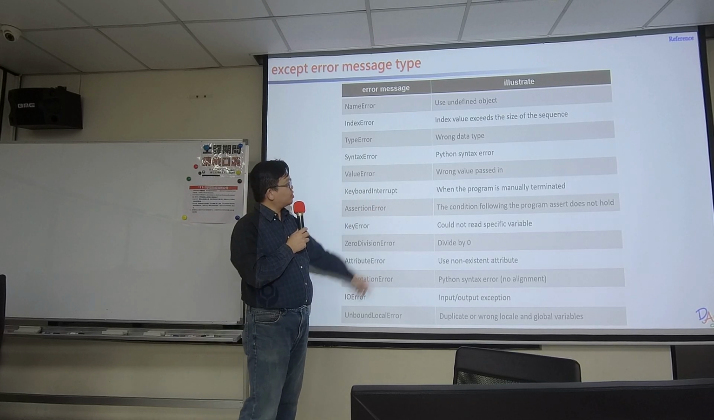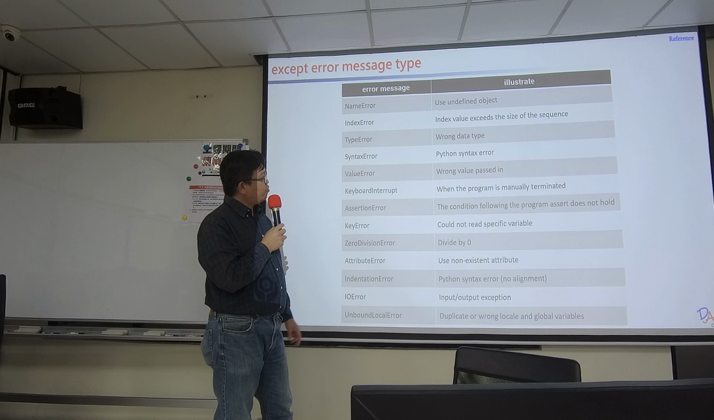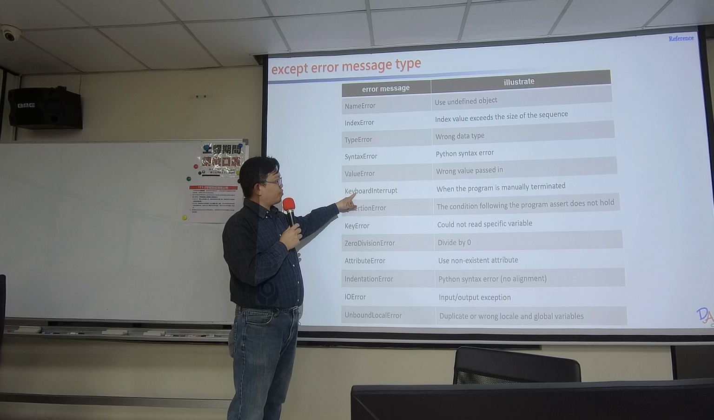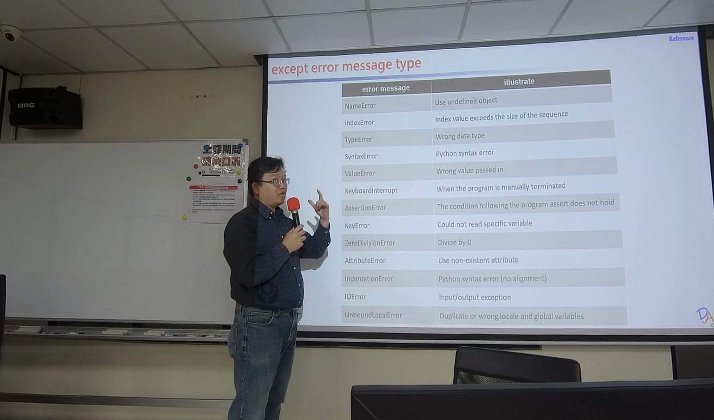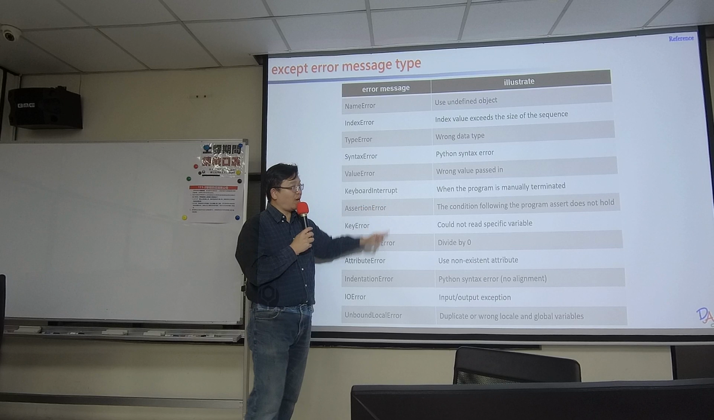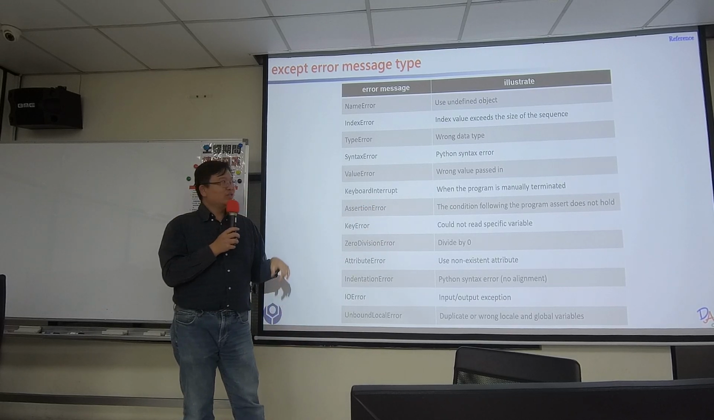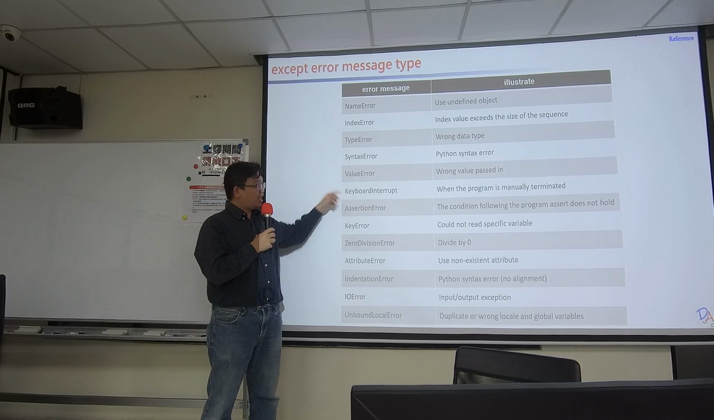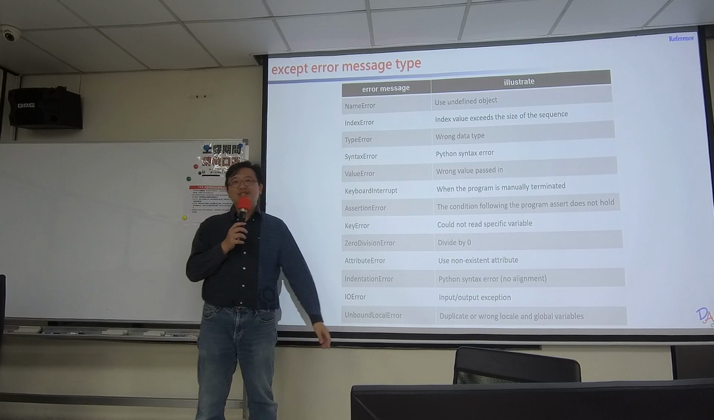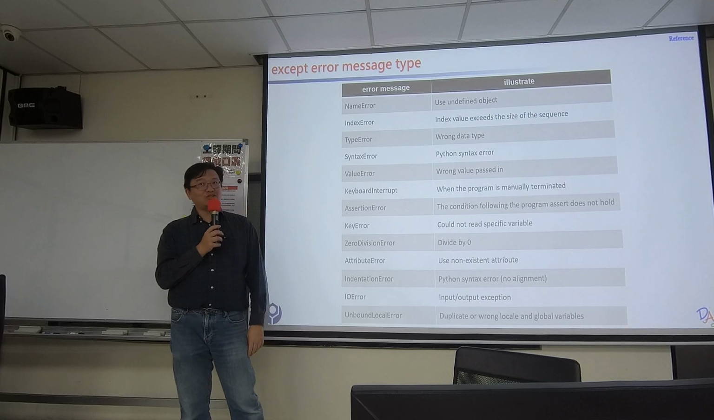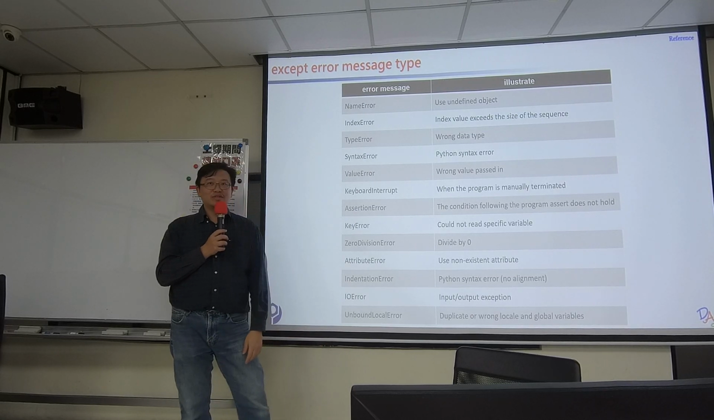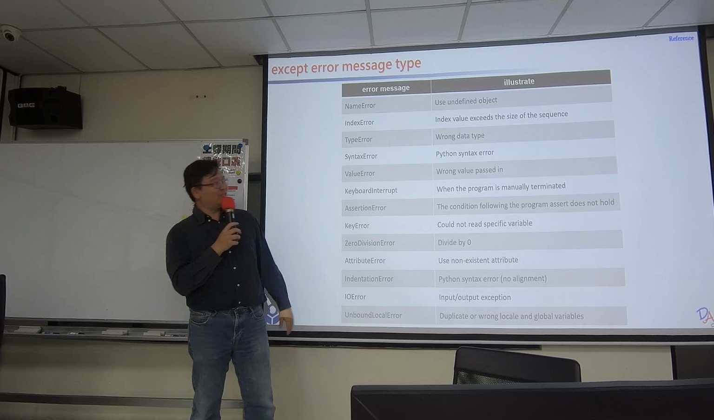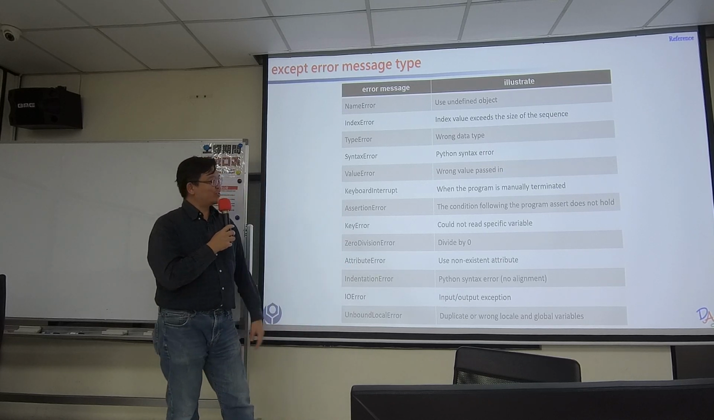Keyboard interrupt. If you manually terminate the program, then it's actually one error type. It's called a keyboard interrupt. Whenever you manually terminate the program, at the last moment, you can run something, right? When you have a manual termination. For example, turn off the computer. If you terminate my code, I will turn off the computer, something like that.